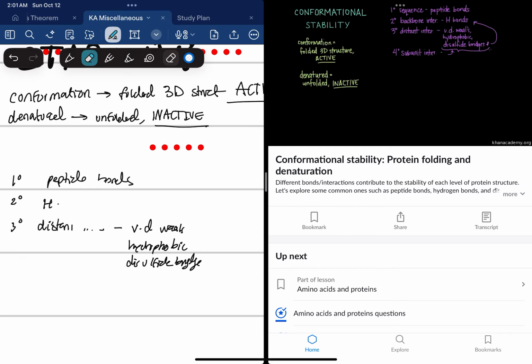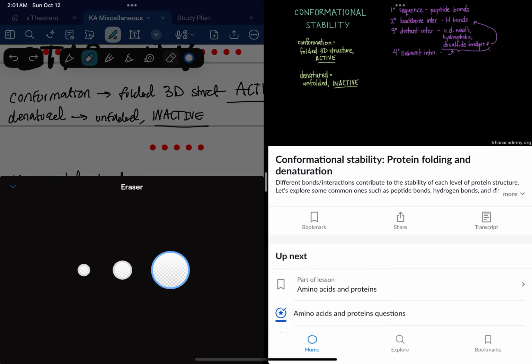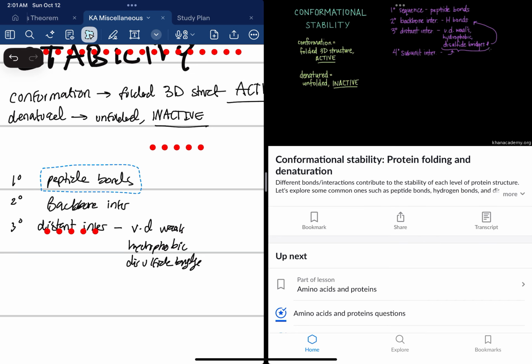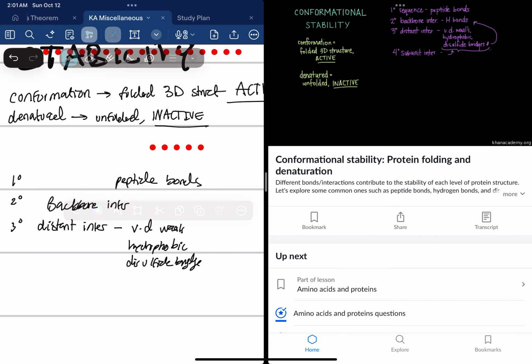So why is it so important to know about the different levels of protein structure and how they contribute to conformational stability? Well, like I said, a protein is only functional when it is in its proper conformation, in its proper 3D form. And an improperly folded or degraded, denatured protein is inactive. So in addition to the 4 levels of protein structure that I just reviewed, there is also another force that helps to stabilize a protein's conformation, and that force is called the solvation shell.